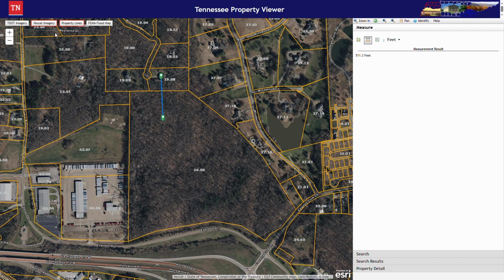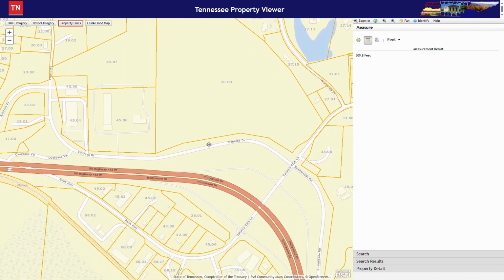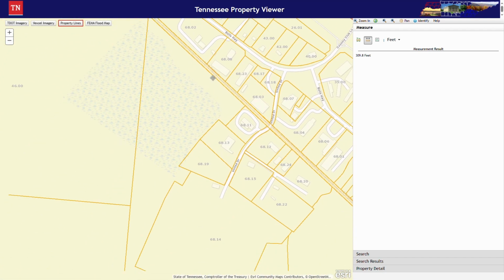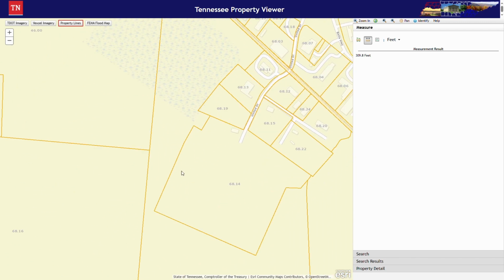Now, if I turn off the imagery, you see that there is a body of water here. That should not be much of a problem because we need to be 200 feet away from that, and before we even get to that property line, we are. Now, if we were to look back at some of those other properties that were too wet, you can see that they also are right by a river, so you'd have to be away from that.